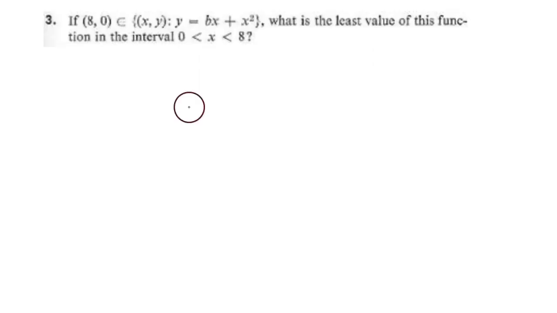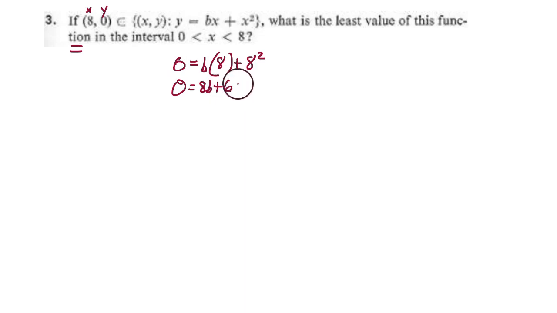Number 3, if the point 8, 0 is an element of this set, what is the least value of this function? If we know that 8, 0 is a solution to the equation, then when x is 8, y is 0. Let's make those substitutions. 0 equals b times 8 plus 8 squared. This is 0 equals 8b plus 64. We can solve this equation to find that b is negative 8.